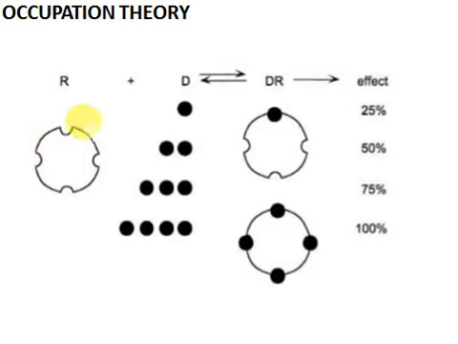Let's explain this with an example. So here we have a receptor. We consider that the drug can bind on 4 sides of this receptor.